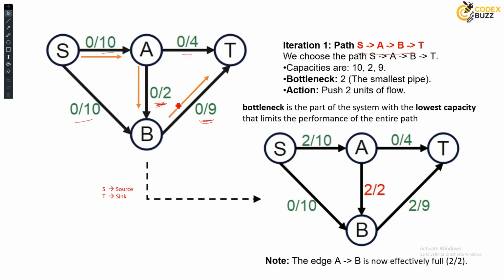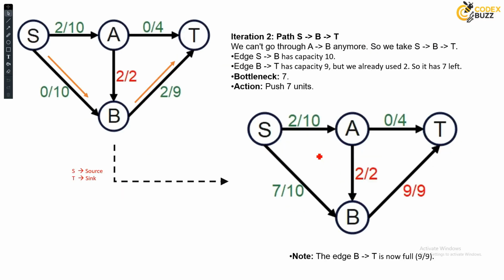Now we are pushing 2 units of flow in this path. So यहाँ पे हम 2 को ऐड कर देंगे. So यहाँ पे 2 बन जाएगा. You can see here, यहाँ पे 2/2 फुल हो चुका है. In the B to T 2/9 हो चुका है. अब now the edge A to B भी तो फुल हो चुका है. इसका मतलब हम कोई भी डेटा A to B से अब फ्लो नहीं कर सकते. ओके, अब दूसरा पाथ ले लीजिए.